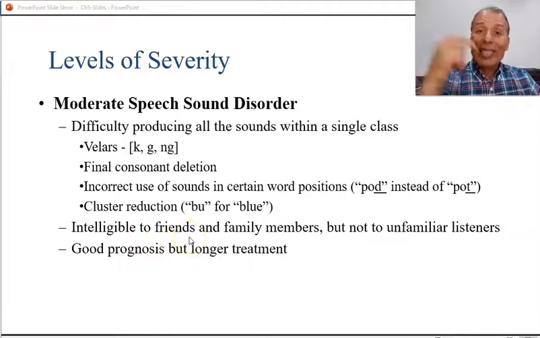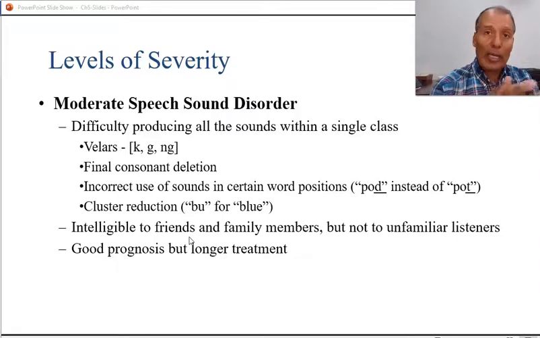intelligible to friends and to family members because they are familiar with the child. They know how the child has been speaking, and from the context they can understand the child because they are familiar to him or her. However, unfamiliar listeners will have difficulty figuring out what the child is exactly saying. So the prognosis is good, but the treatment is going to take a longer time.